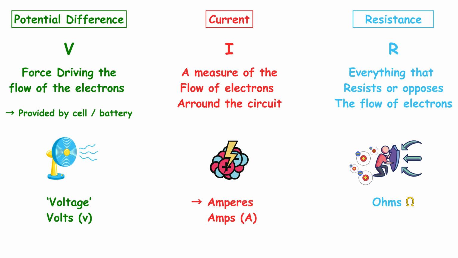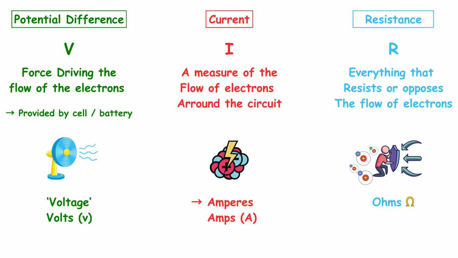Meanwhile, potential difference, denoted by V, is the force driving this flow of electrons and is provided by the cell or battery. You can think of this as the pump that forces the water along the pipe. Another name for potential difference is voltage, and it's measured in volts.